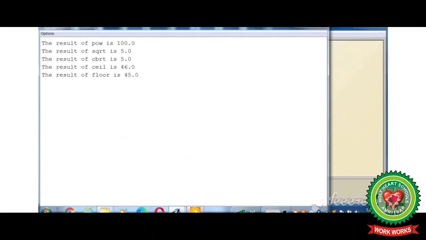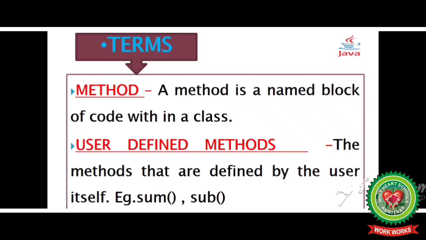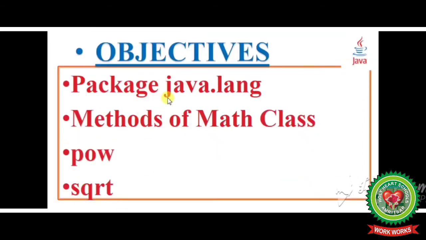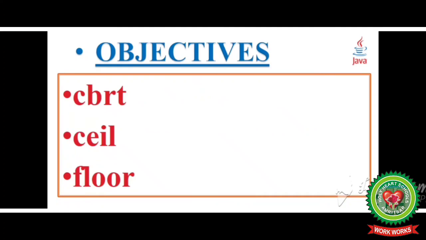Clear students? So students, today we have discussed the definition of method, user defined methods and built-in methods, and we have discussed the objectives, that is package java.lang, and various methods of the Math class, that is power, square root, cube root, ceil and floor. So students, do practical practice of programs. Follow the example and explanation that we have discussed. Must revise the definition, and in the next video we will come with the next topic.